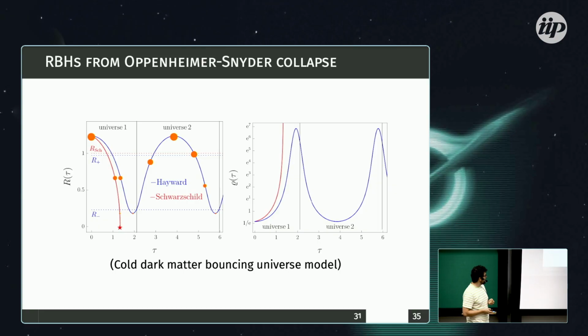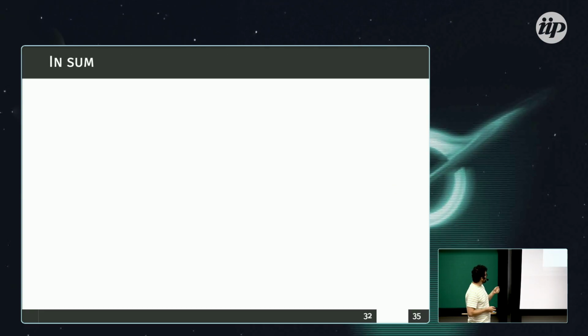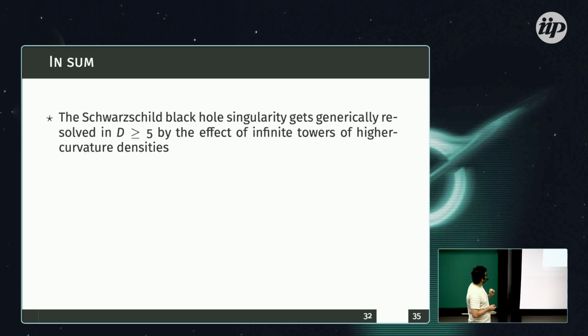It cannot be done analytically even in instant gravity. But okay, let me summarize before addressing some comments and future directions. I told you that the Schwarzschild black hole singularity gets resolved generically, in the sense that you don't have to do any fine-tuning of parameters, in d greater or equal to 5, by the effect of infinite towers of higher curvature densities, which are general enough to control the most general effective gravitational action, as long as you remain perturbative in the couplings.